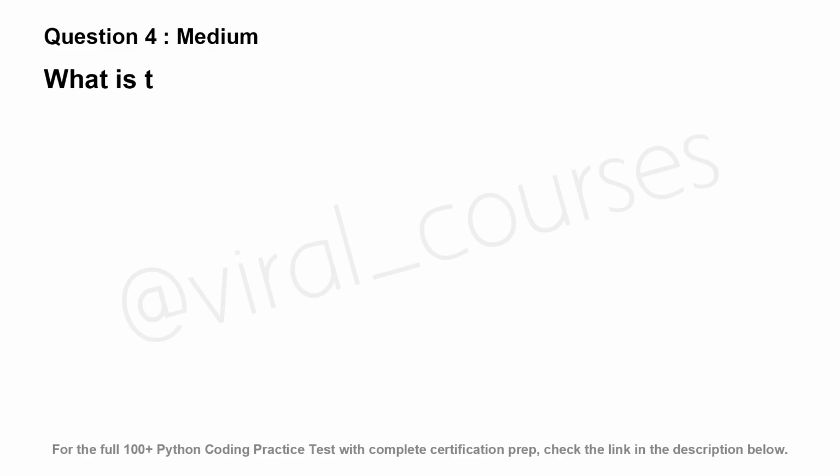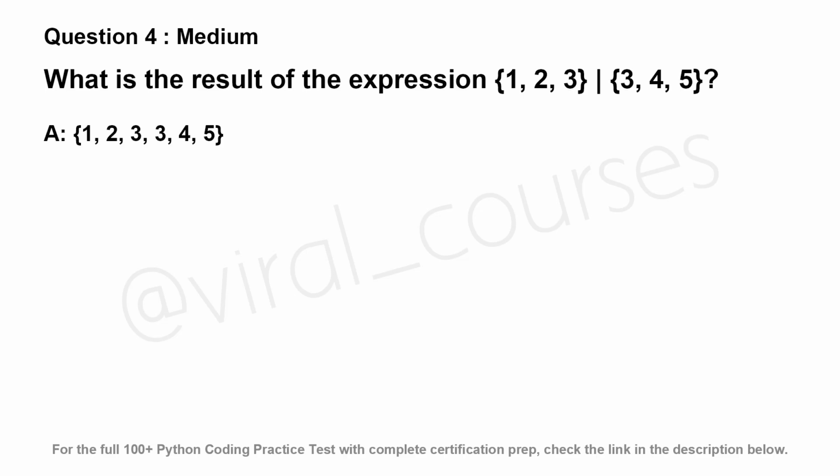What is the result of the expression {1, 2, 3} | {3, 4, 5}? Option A: {1, 2, 3, 3, 4, 5}. Option B: {3}. Option C: {1, 2, 3, 4, 5}. Option D: [1, 2, 3, 4, 5].